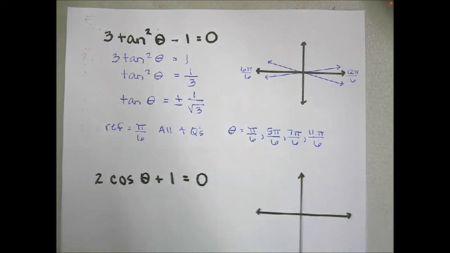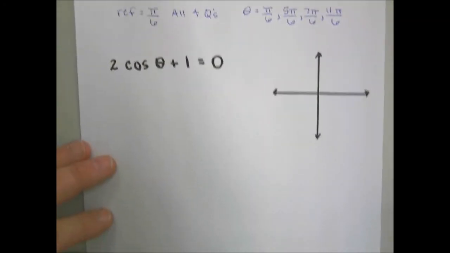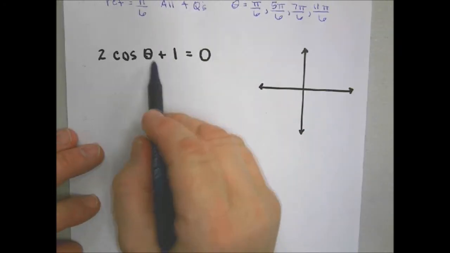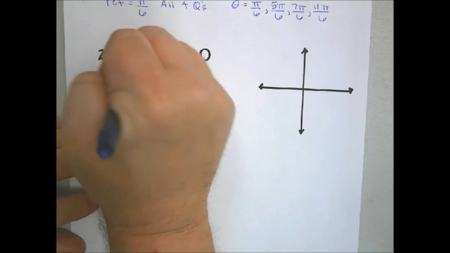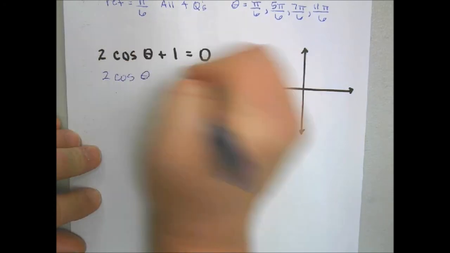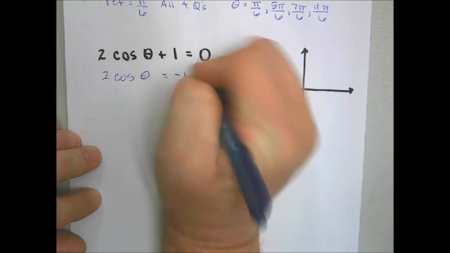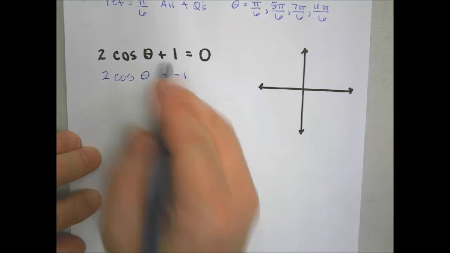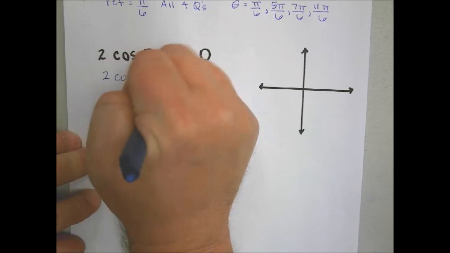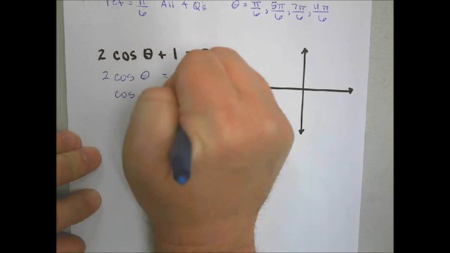All right, let's do one more. Okay, I don't have a square in the problem, so I'm going to end up with 2 answers. First step, simply move that 1 to the other side, and it would become a negative 1. Second step, divide both sides by 2. So the cosine of theta equals negative 1/2.